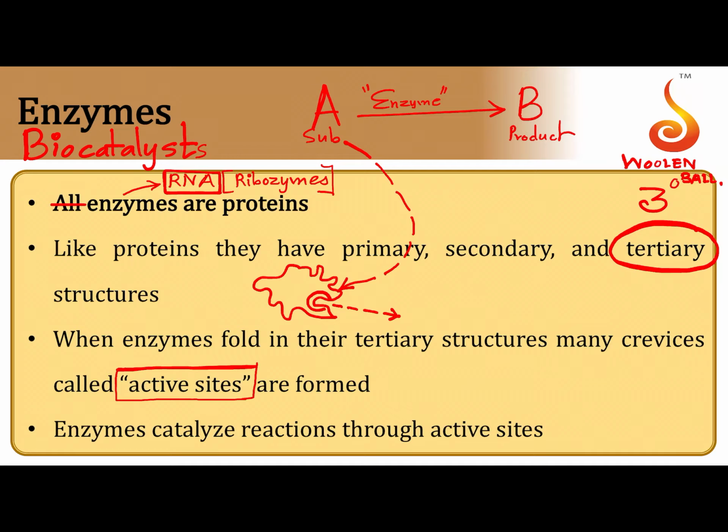So because an enzyme exists in a tertiary structure, the surface of the enzyme has a lot of depressions, a lot of crevices or pockets. One such crevice or pocket is referred to as the active site, and as you can see, enzymes are the ones which catalyze the reaction through this crevice or pocket where the substrate has to come and sit. So remember, the substrate comes and binds over there on the active site, and then the enzyme catalyzes the reaction.